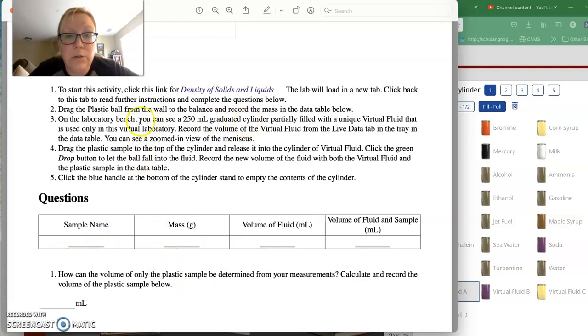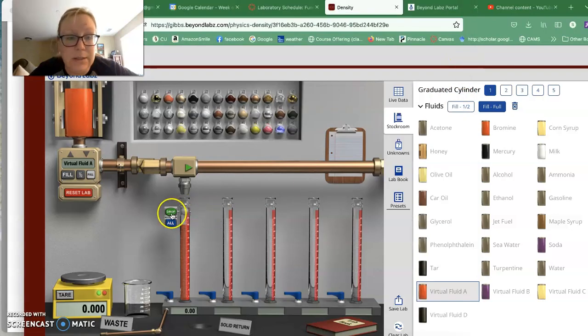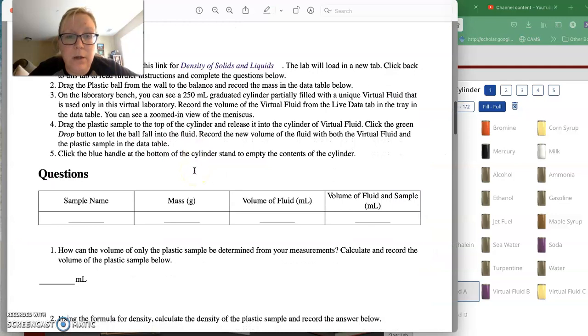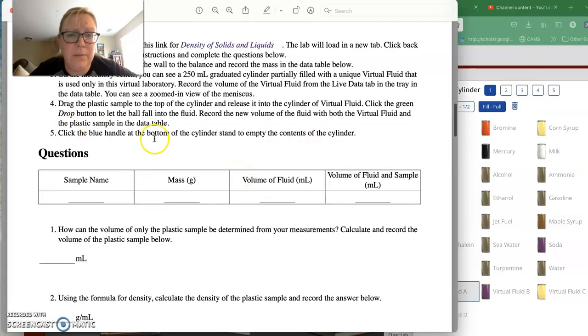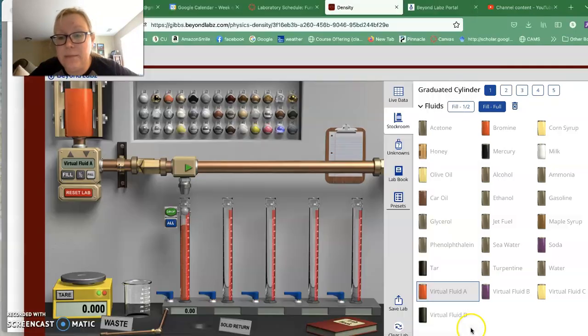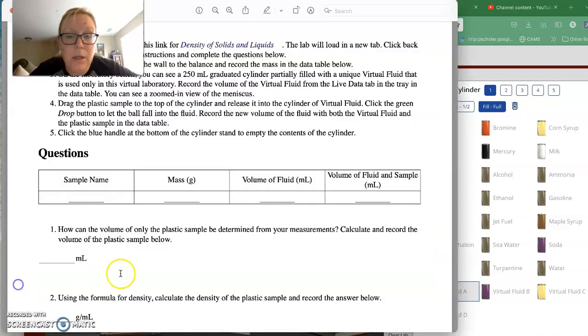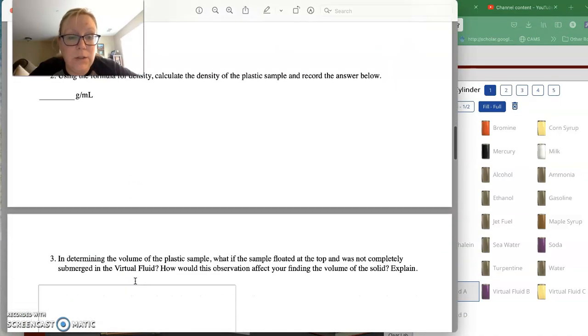Then what you're going to do is you're going to put the plastic ball on that 250 milliliter graduated cylinder. And then you're going to drop the plastic sample and release it into this cylinder. And so you're going to do that using this kind of drop button here. Then you are going to record the new volume, right? And then you can click the blue handle at the bottom to empty the contents of the cylinder. And that blue handle is right here where you can empty that. And so you're going to answer these questions.